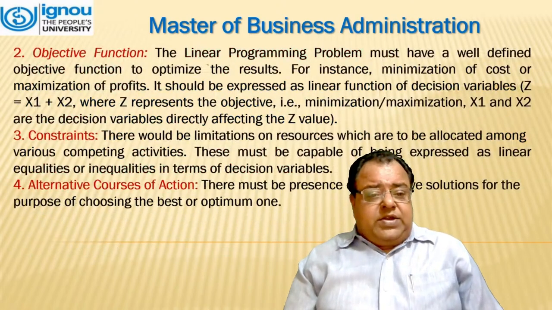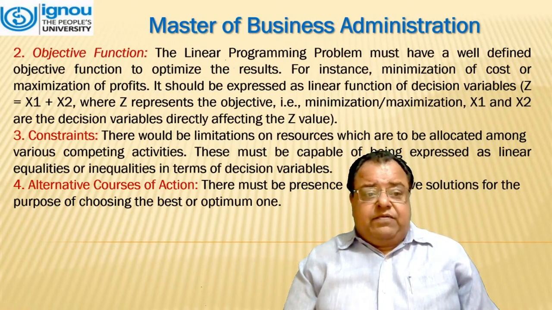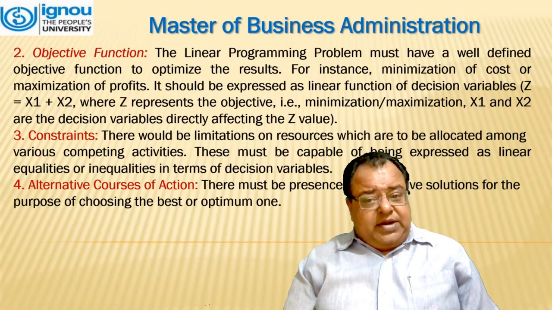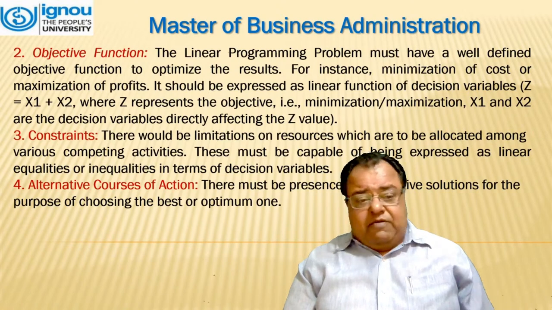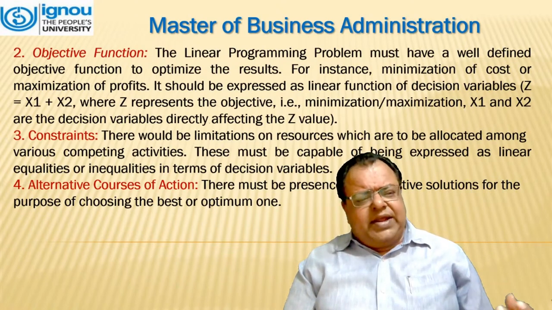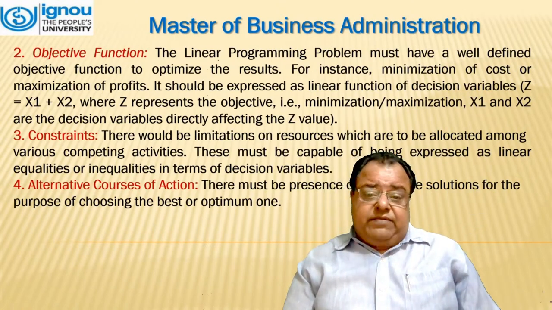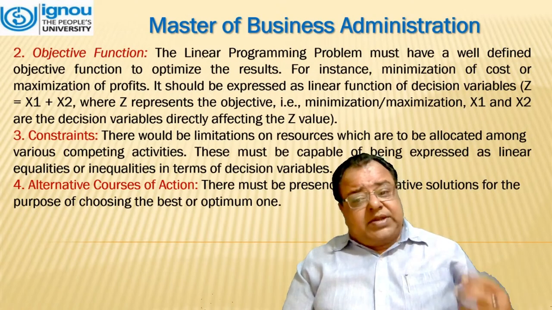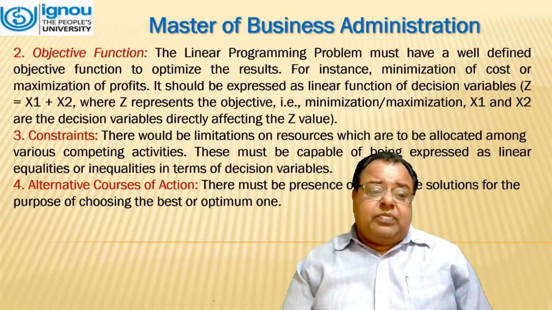Second one is objective function. The linear programming problem must have a well-defined objective function to optimize the result. For instance, minimization of cost or maximization of profits. It should be expressed as a linear function of decision variables, which is normally in the form of z equal to x1 plus x2, where z represents the objective, that is minimization or maximization, and x1 and x2 are the decision variables directly affecting the z value.